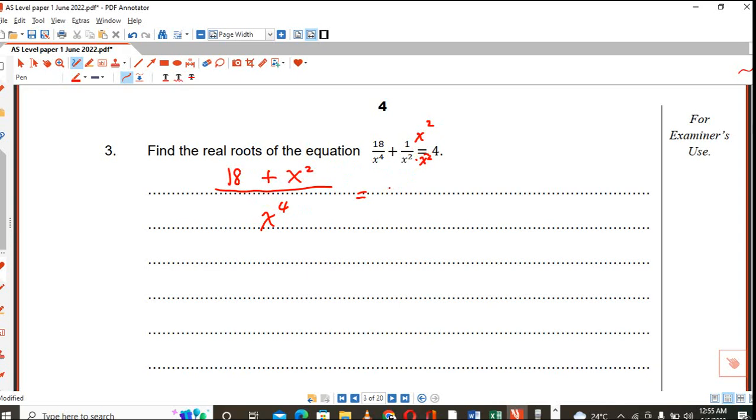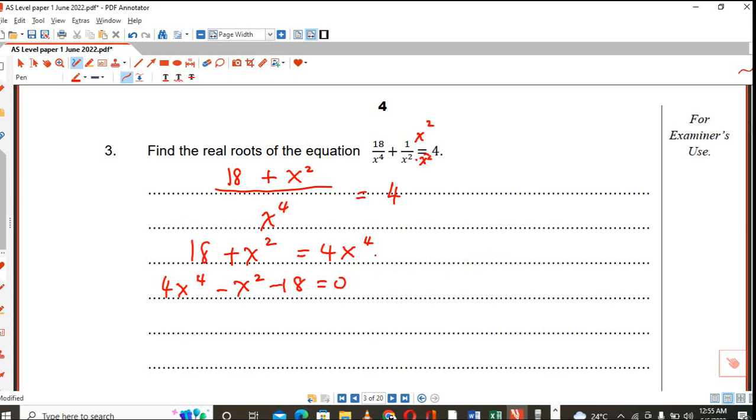All right, and I'm going to let it equal to 4. Now remember, I'm just going to leave it like that. From this point I want to multiply that 4 with the x to the power of 4, essentially a cross multiplication kind of thing. So I'm going to move the terms on the left to the right, and I'm going to have this type of hidden quadratic equation.